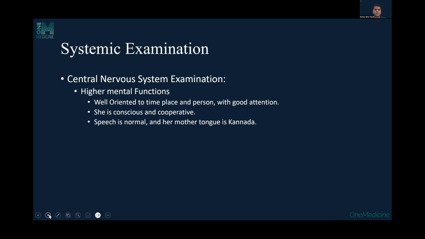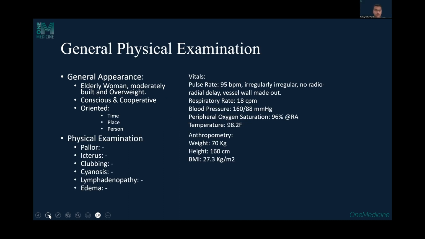On systemic examination, cardiovascular system, respiratory system we mentioned there. Go back. Respiratory rate. Okay, next.